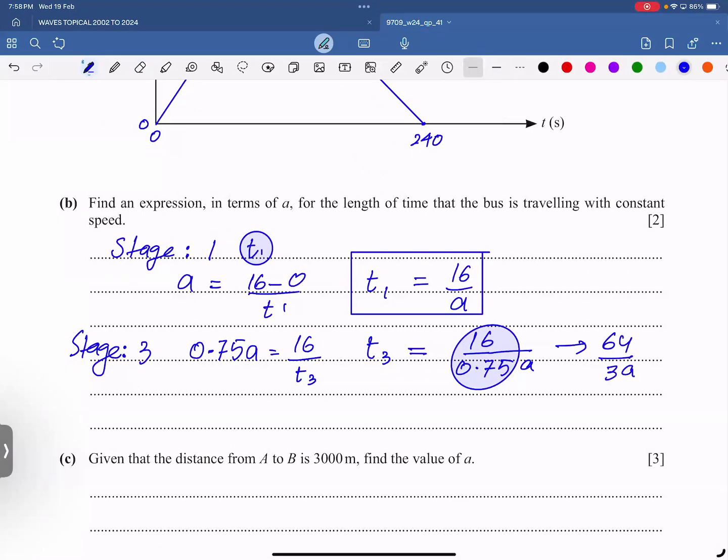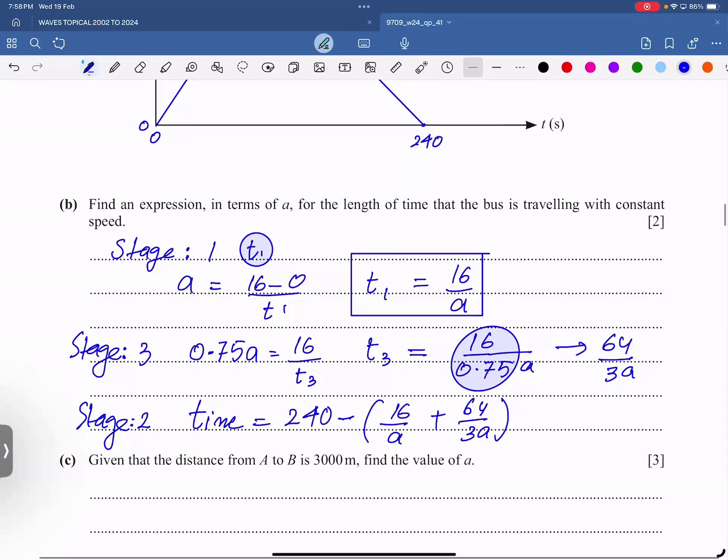Okay, so for stage 2, which they want as constant speed, your time taken will be, total time is 240 minus 16 over A plus 64 over 3A. If you don't want to simplify, you can leave it. It is the expression, my dear. It's the right answer. If you want to simplify, just take 1 over A common, then it will be 16 plus 64 over 3. Anyhow, this is how we do the first part.